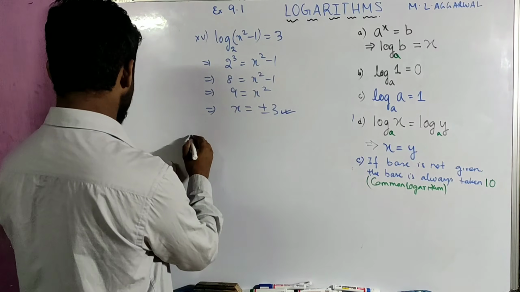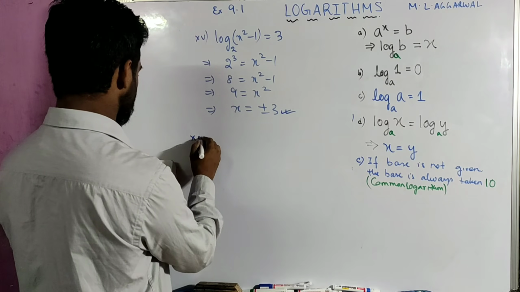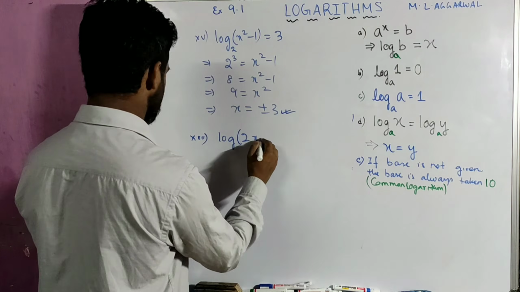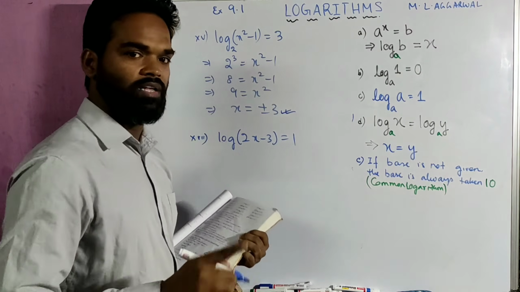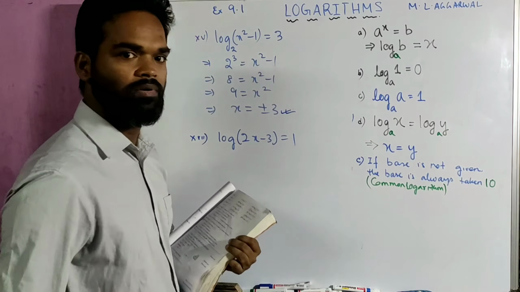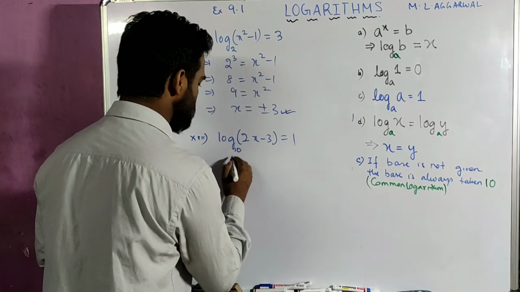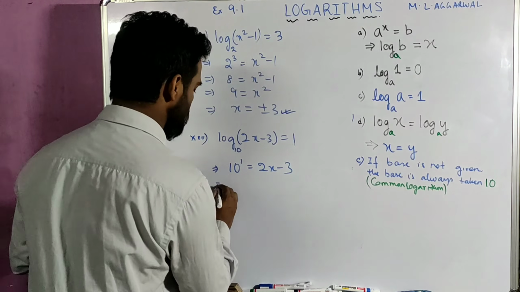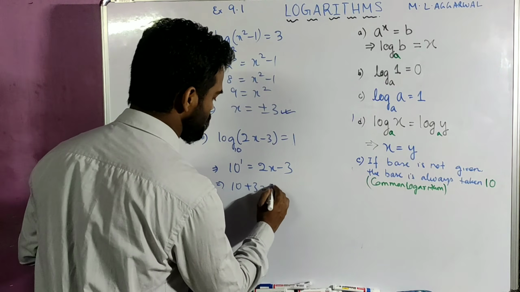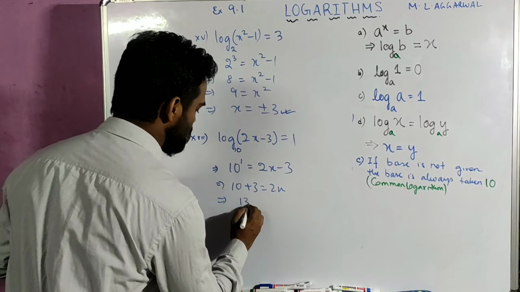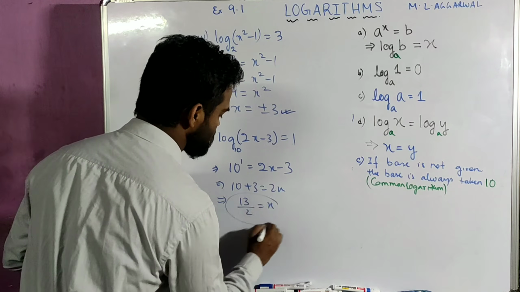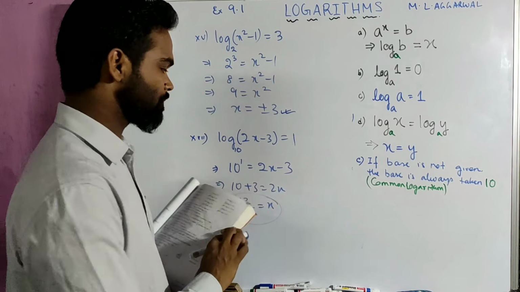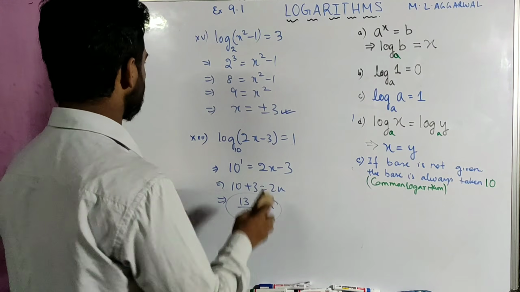Now look at sum number, this is 17th part, log(2x minus 3) equals 1. They have not given the base. Common logarithm, we have to take the base as 10. So can I write 10 to the power 1 equals 2x minus 3, which means 10 plus 3 equals 2x, which means 13 by 2 equals x. So x is 13 by 2. Clear?